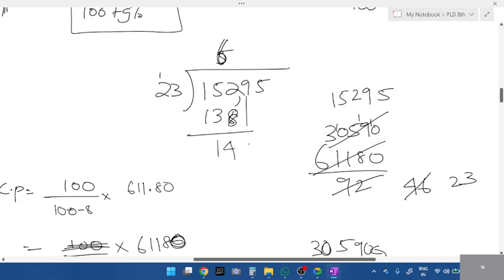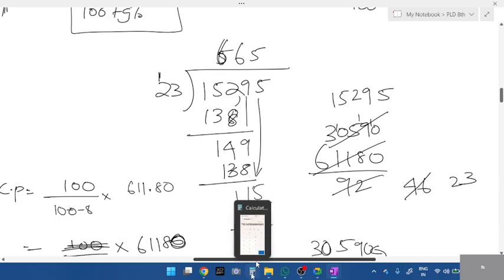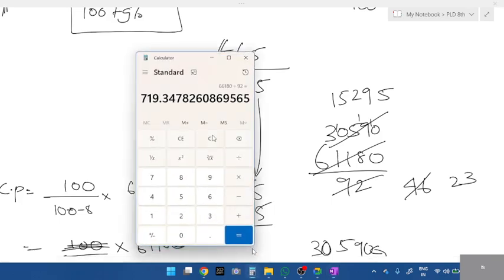14. Bring this 9 down. How many times does 63 go? 6. 1. What do you get? 138. Remainder 1 and 1. Bring this 5. 63 into 5 times. 5 threes are 15. 5 twos are 10. Okay, 11. Did you get 665? 665. Then why was the calculator's calculation wrong?